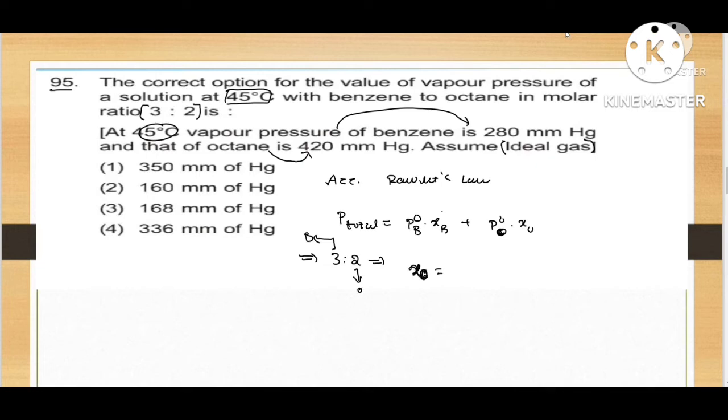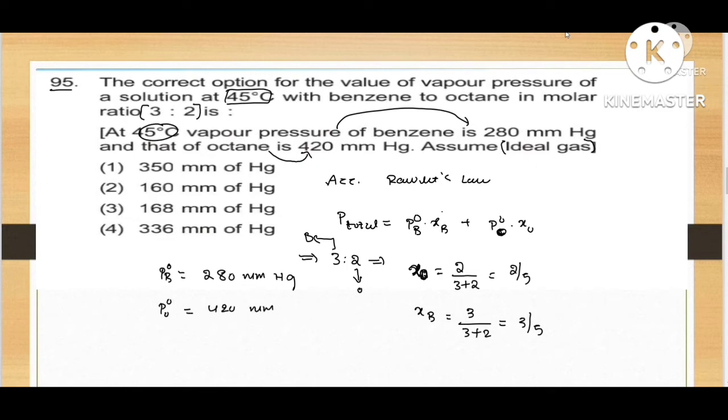Here the mole fraction of octane is 2 by total 3 plus 2, it becomes 2 by 5. Then the mole fraction of benzene is 3 by 3 plus 2, it becomes 3 by 5. We know that the vapor pressure of pure benzene is 280 mmHg, and that of pure octane is 420 mmHg. Now substitute all these values in the given formula.